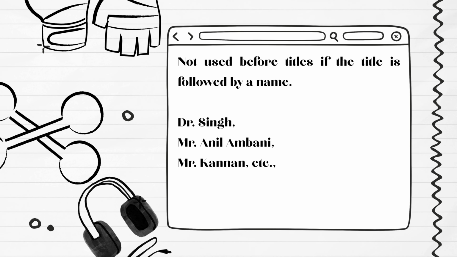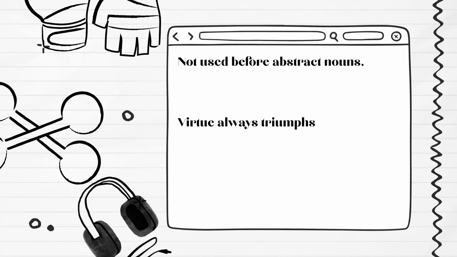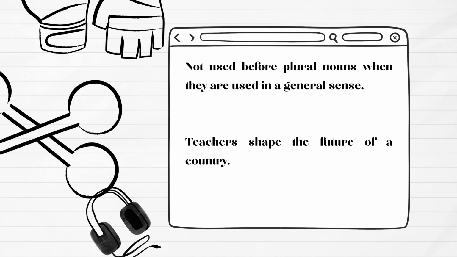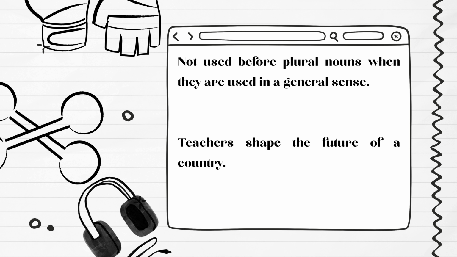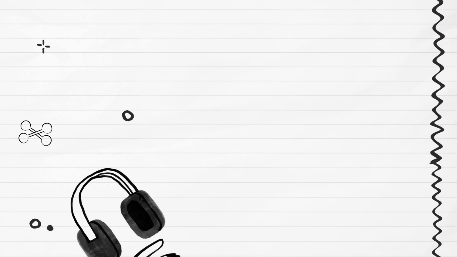Not used before titles if the title is followed by a name. Dr. Singh, Mr. Anil Ambani, Mr. Kannan, etc. Not used before abstract nouns. Virtue always triumphs. Not used before plural nouns when they are used in a general sense. Teachers shape the future of a country. Not used before parts of the body and clothing. Show me your hand. Please put on your shirt.